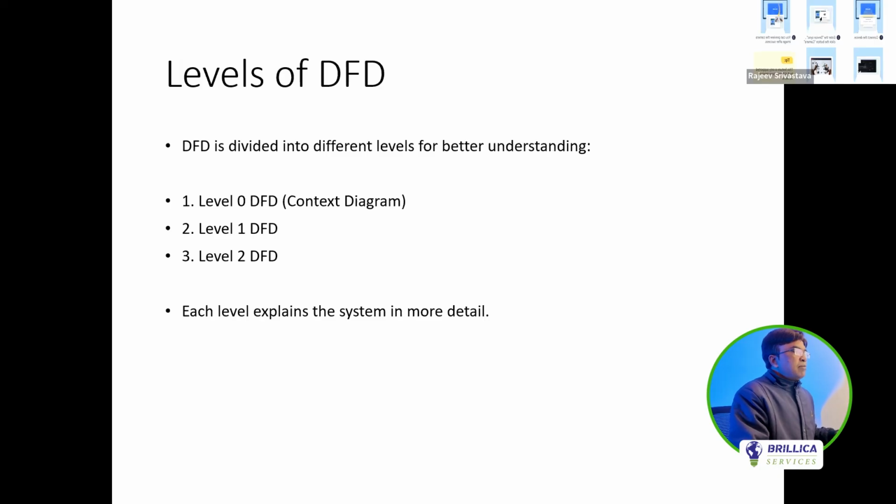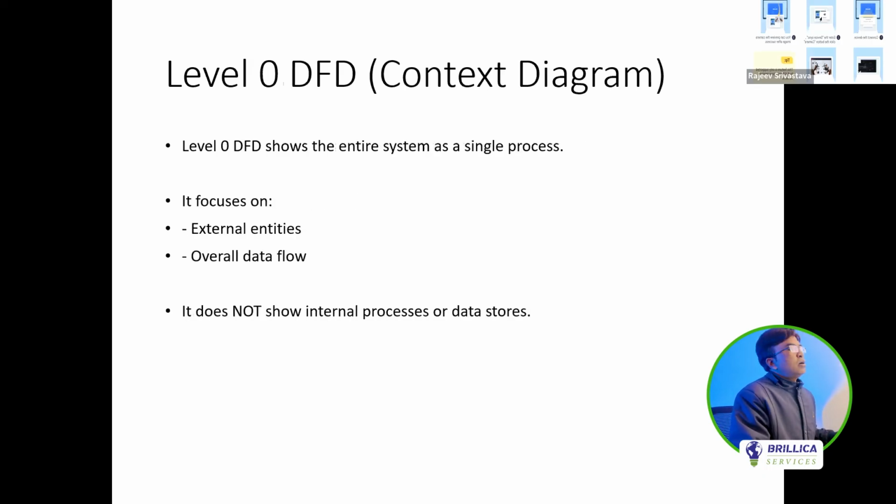Now the DFD has been categorized into 3 levels basically, that is level 1, level 2, and level 3. Level 1 DFD is called context diagram. Let's have a look at each level one by one. Here I'll talk about level 0 DFD, that is also called context diagram. It primarily focuses on external entities' overall data flow. It does not show the internal process or data stores.